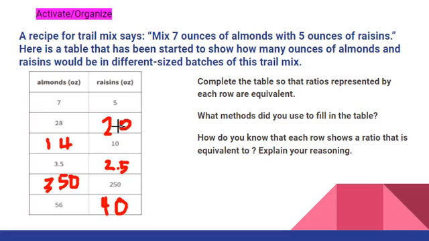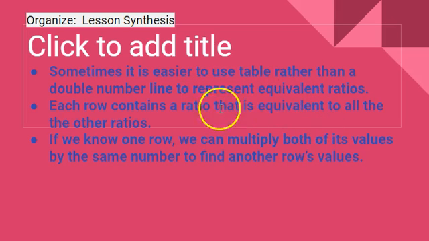Could you have used a double line graph for this? Yeah, you probably could have. And for most of them, it wouldn't have been too bad. But especially when you get to the 350 and the 250, that gets to be a little bit difficult to represent in the line graph. So sometimes it's easier to use a table instead of a double line graph.